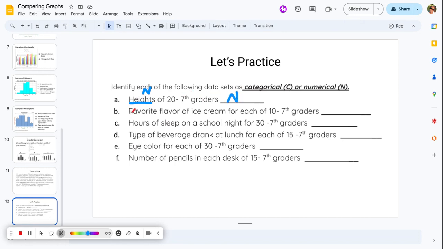Letter B, your favorite flavor of ice cream for each of 10 7th graders. While you still have 10 7th graders, we're talking about flavors of ice cream, so that would be categorical. What I'd like for you to do is please continue working on C, D, E, and F.